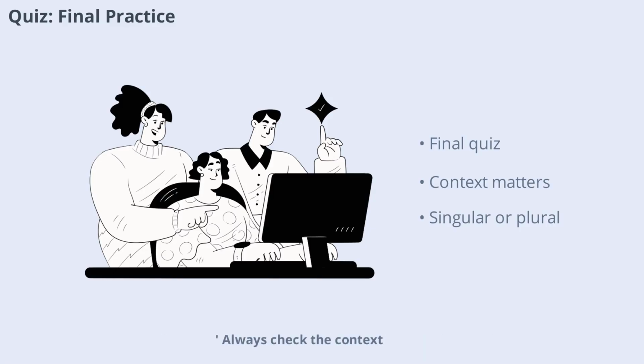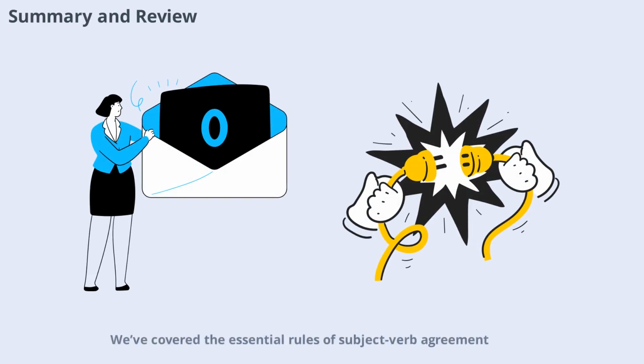Always check the context. We've covered the essential rules of subject-verb agreement, including singular and plural subjects, compound subjects, indefinite pronouns, intervening phrases, and collective nouns. Remember to always match your verb to the main subject and consider the context for collective nouns. With practice, these rules will become second nature.